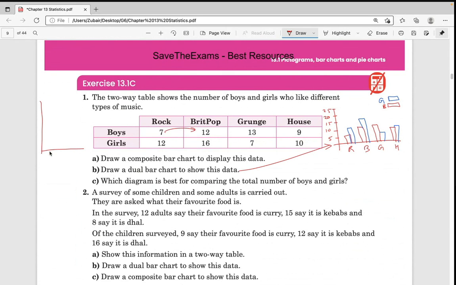So first height is 7, and then we have 7 plus 12, which is 19, and then we take it till 19. We write 19 there, and then 19 plus 13. 7 plus 12 is 19, plus 13 is 32. So whatever it is, we take it till 32. And it would be much better when we have a scale. And last is 9. So when we add 9, we get 41.